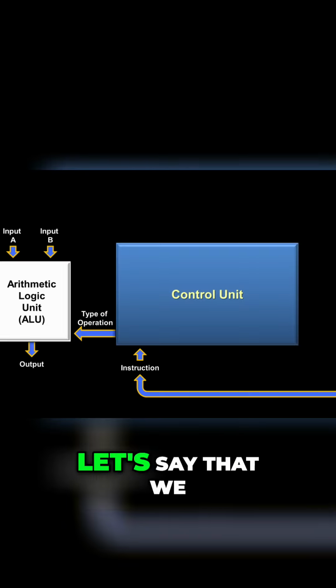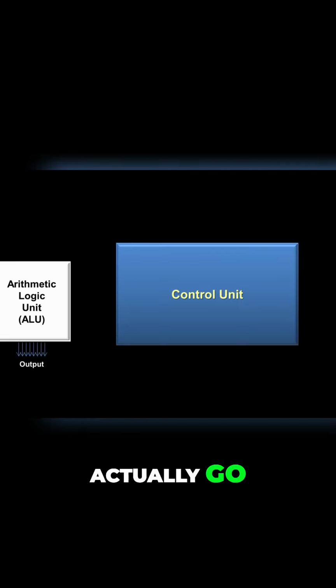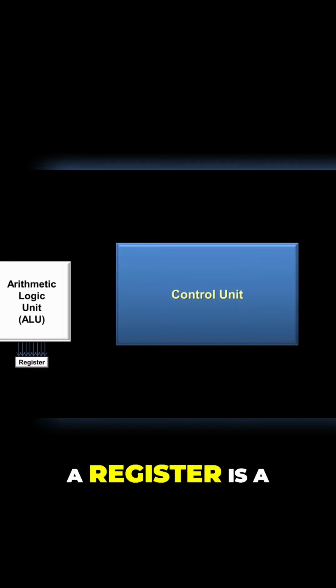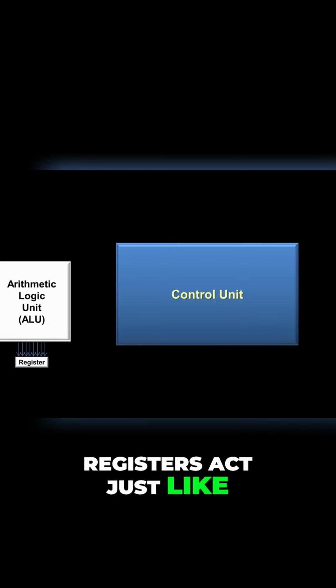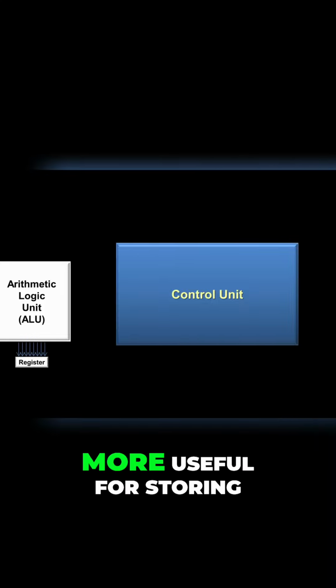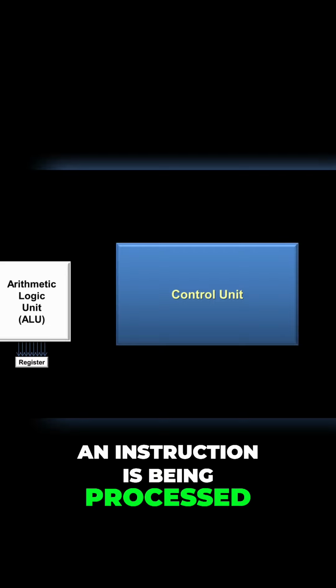For now, though, let's say that we are working with an instruction that does produce an output. Where does that output actually go? Well, the 8 wires coming out of the ALU would actually run to what is called a register. A register is a very simple component whose only job is to store a number temporarily. Registers act just like RAM, except they are inside the CPU, making them faster and more useful for storing a number temporarily while an instruction is being processed.